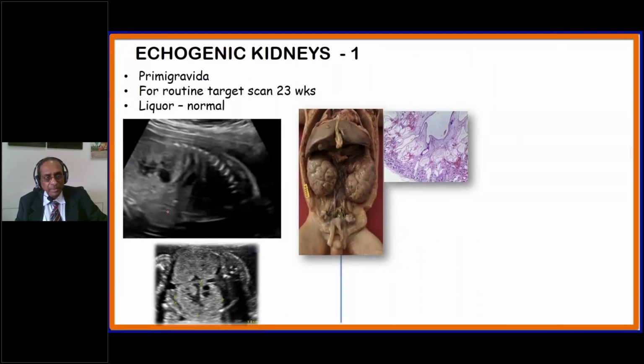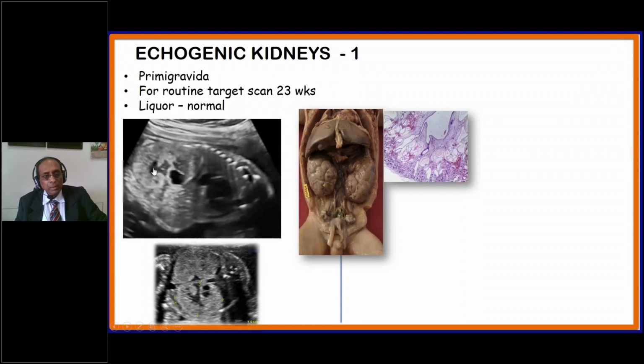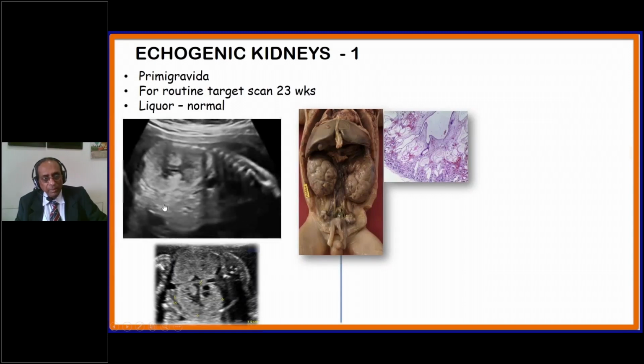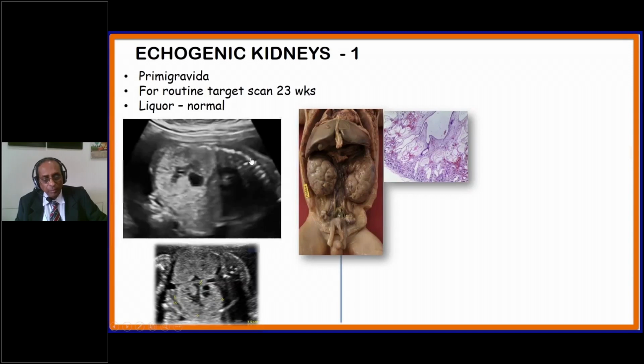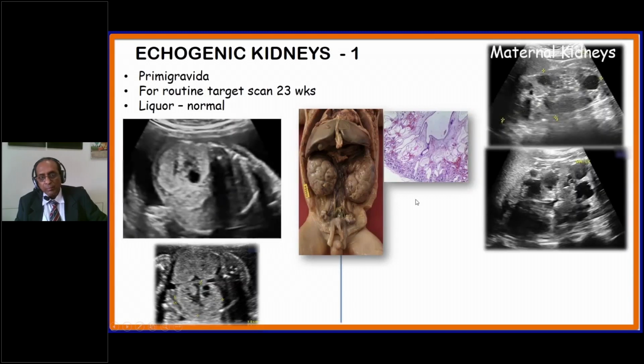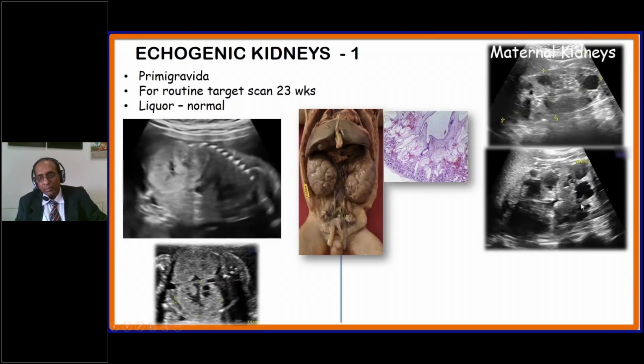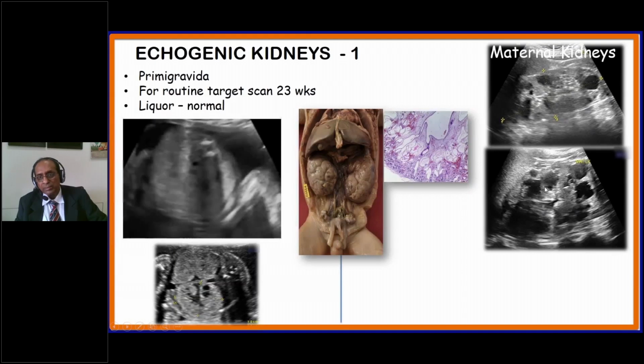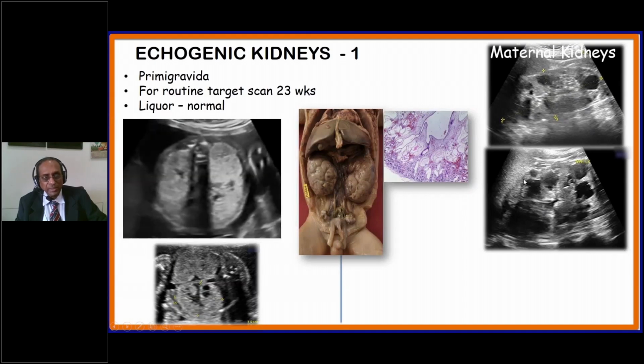The first presentation here is the presence of a large echogenic kidney, which is bilateral, but the liquor seems to be normal in this case. And when we looked at the maternal kidneys, we found the mother also has severe polycystic kidney disease.